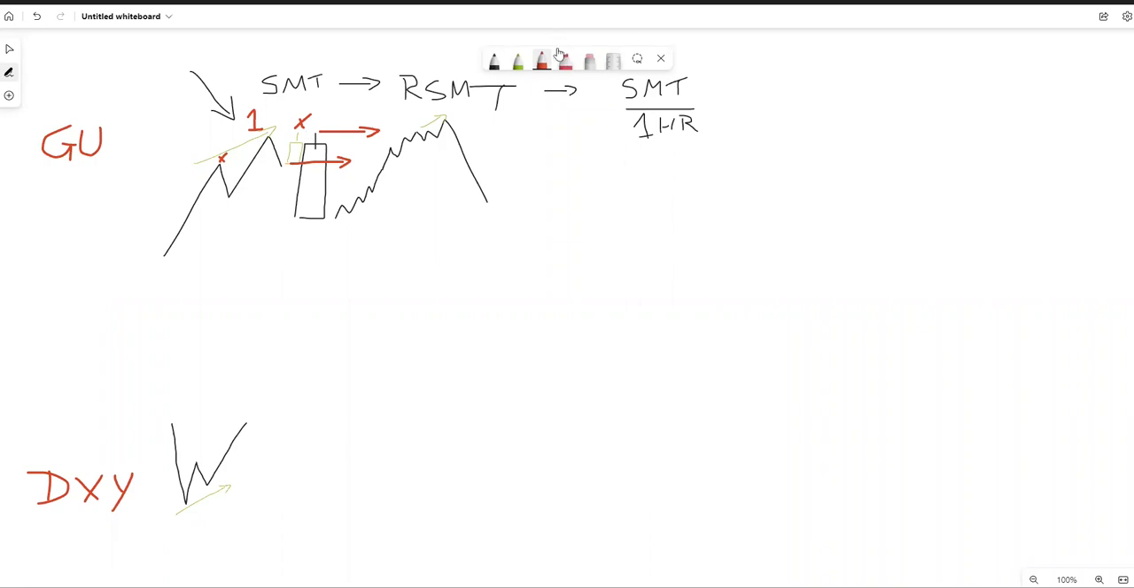The second one over here would be number 2, returning to the previously created SMT. Returning to the SMT is closing the void, testing the order block, or trading into the rejection block, or taking even the high.